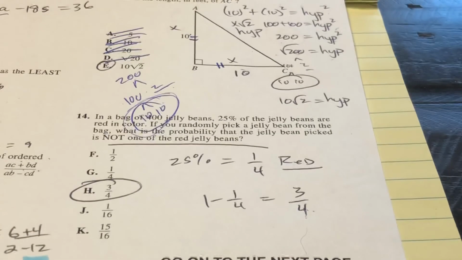In a bag of 400 jelly beans, 25% are red. If you pick one randomly, what's the probability that you're not going to pick a red one? Well, a quarter of them are red, so 3/4 of them can't be red. Yes, it's that easy. All right, folks, so that game plan is done.